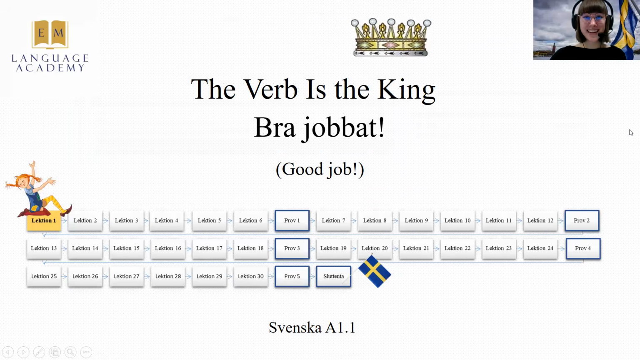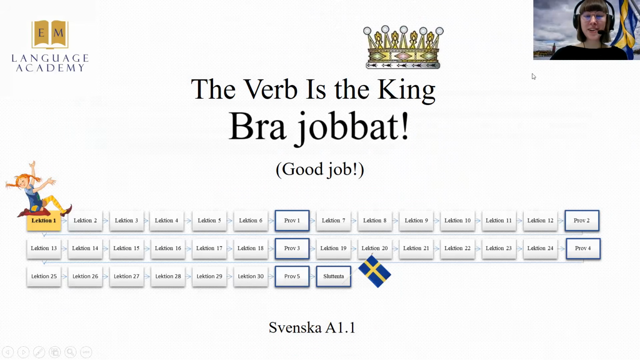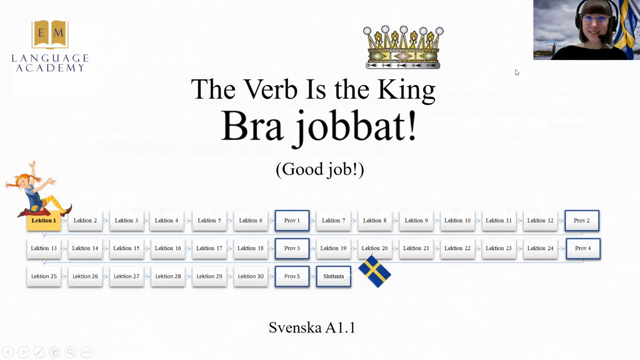And so, believe it or not, that is it. I would like to congratulate you on having finished your first Swedish lesson. That wasn't that hard, was it? So good job. Bra jobbat. And a few final comments from my side.